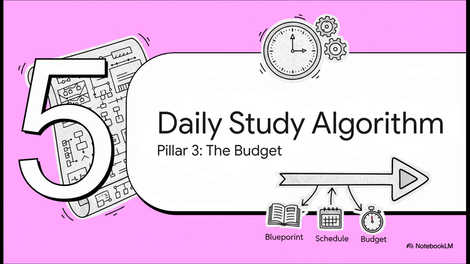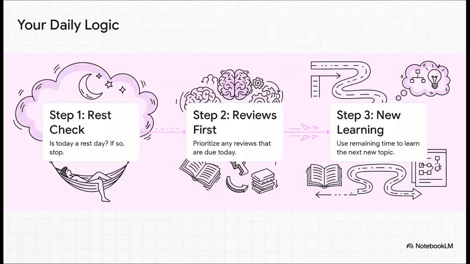All right, so we've got our topic blueprint from the topological sort. We've got our review schedule using spaced repetition. Now let's put it all together with that third pillar, our daily time budget. We're going to create a super simple algorithm that tells you exactly what to study every single day. And here it is, your daily logic. It's actually incredibly simple. Step 1, is it a rest day? If it is, go rest. Seriously, it's critical.